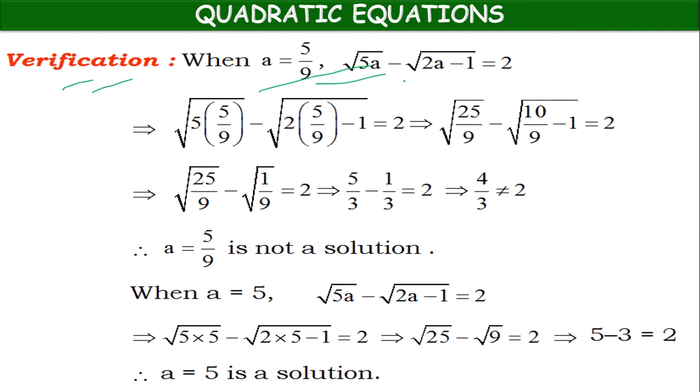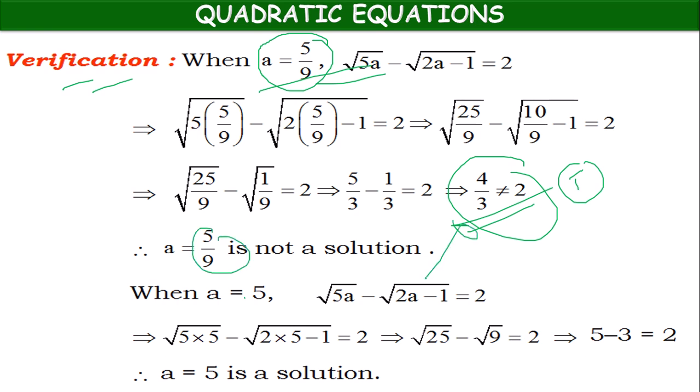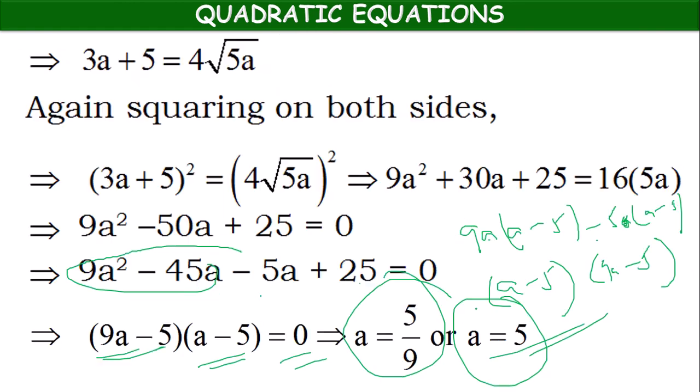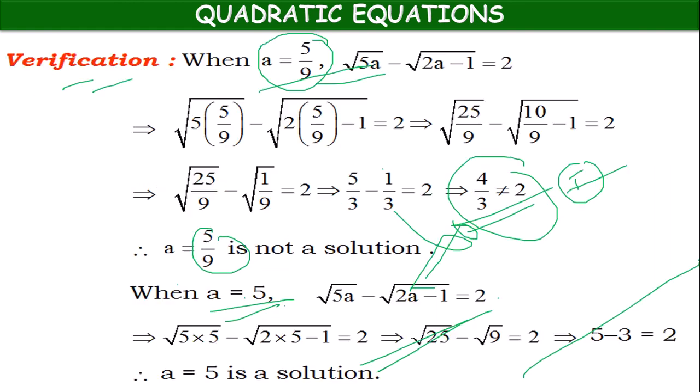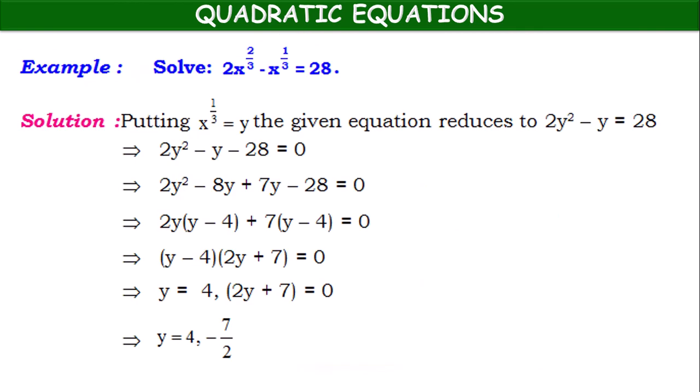So we can substitute the values, children. We can substitute 5 by 9 and verify. But it is not true. So 5 by 9 is not the solution. Out of two values, for one value it is not true, so it is not the solution. But for another value it is true, so it is the solution. So out of the two values, only one will be the solution.